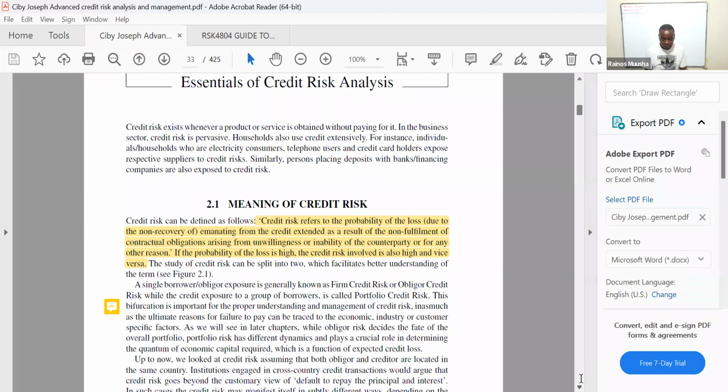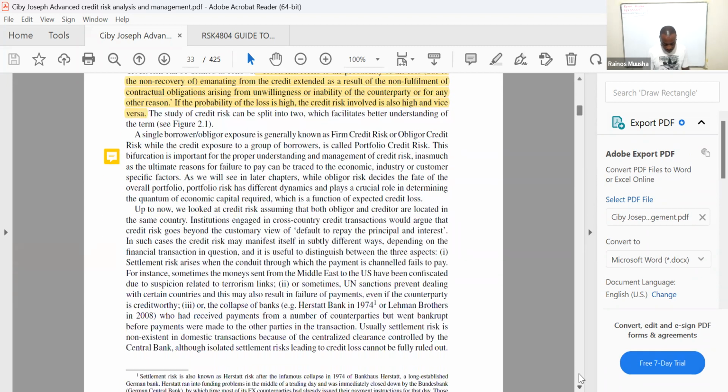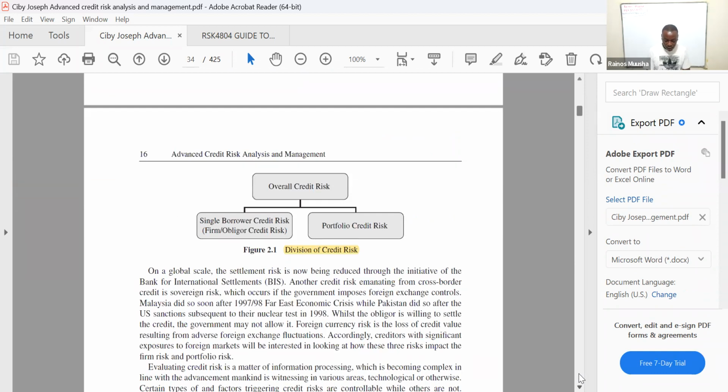When you talk about the obligor, we're talking about the borrower. So please take note of the terminology that is used as well. Whenever they refer to the obligor, they are also referring to the borrower. So in this case, they are saying that credit risk can be divided into two.